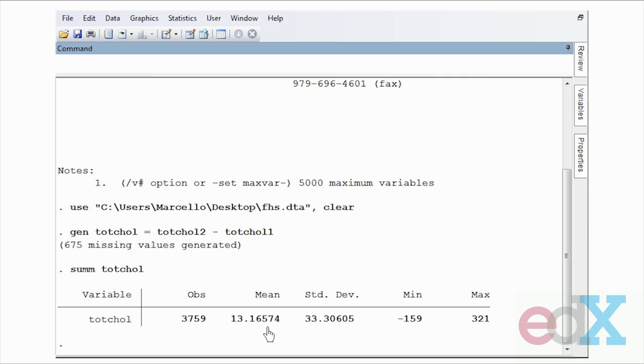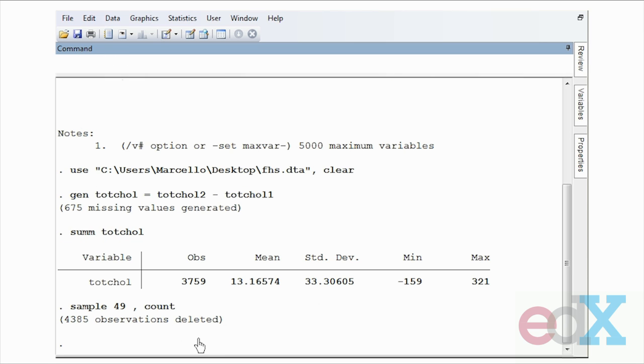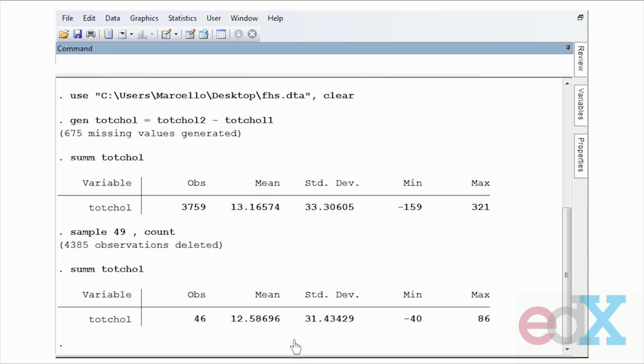So it looks like there is a definite increase in total cholesterol level. Now, let's take a sample of these and see what that sample shows us. What should we take a sample of? Let's say 49, just for argument's sake. So 49 count. Okay, now let's summarize tot chol and see what that looks like. We see that it's a pretty good estimate. The mean of this is pretty close to the overall mean. So the mean in the sample is a pretty good estimate of the mean in the population.